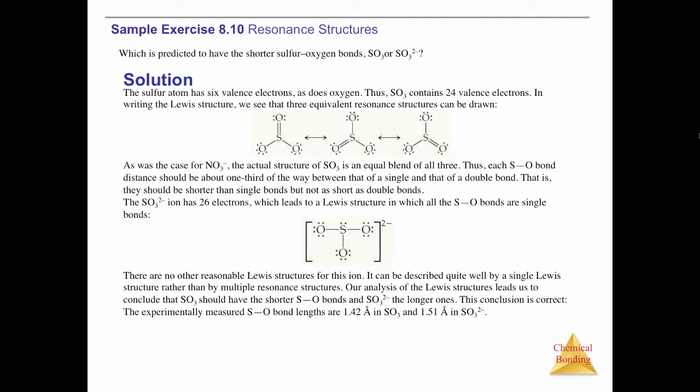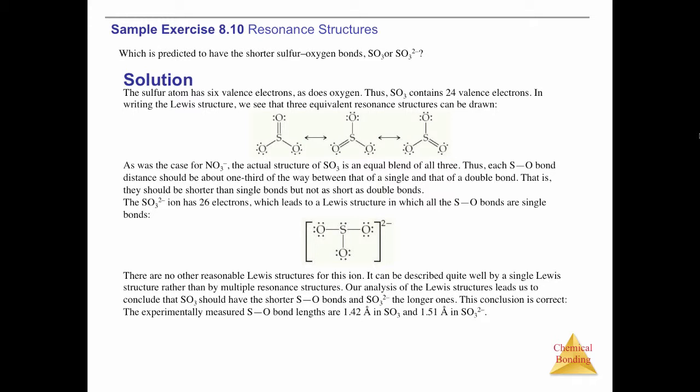Sample exercise 8.10, resonance structures. Which is predicted to have the shorter sulfur-oxygen bonds, SO3 or SO3-2? The sulfur atom has 6 valence electrons, as does oxygen. Thus, SO3 contains 24 valence electrons in all. In writing the Lewis structure, we see that 3 equivalent resonance structures can be drawn. As was the case for NO3-, the actual structure of SO3 is an equal blend of all three.